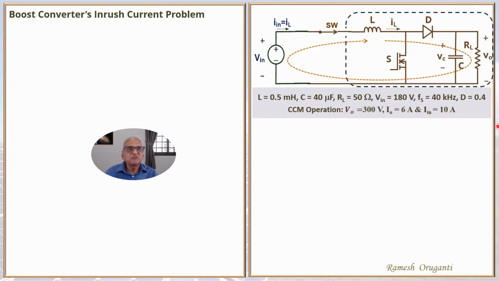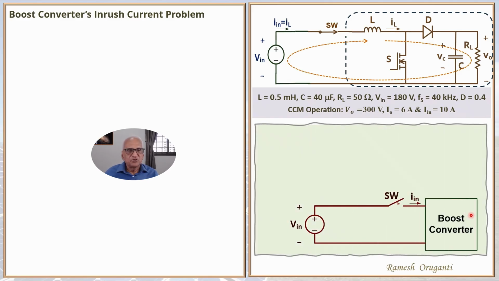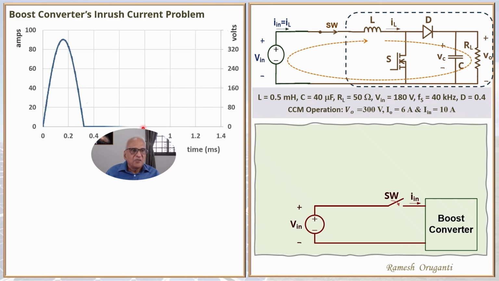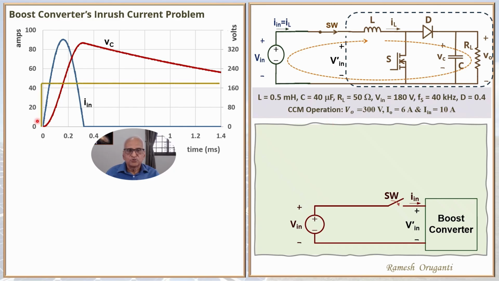This is the boost converter fed by a DC voltage source. We are looking at the converter under startup conditions. The boost converter is represented by this box and it is fed by this V-in voltage source. So I'm showing the input current waveform and the capacitor voltage waveform here. And I'm also marking this voltage as the input voltage of the boost converter, V dashed in. Of course, in this case, V dashed in is the same as V in. So V dashed in will be 180 volts throughout. There is no dip in the voltage. So why would the dip occur?